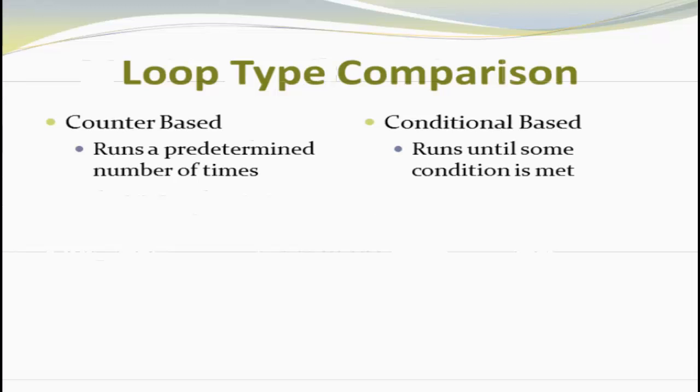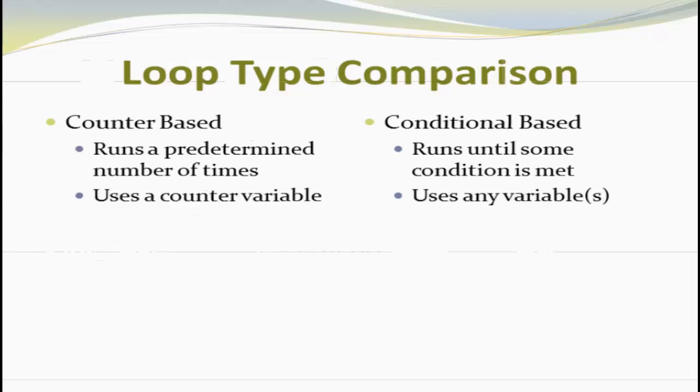However, the conditional-based loop is going to run until some condition occurs. Right? So we may not know how many times it's going to repeat. Okay? The counter-based loop uses what we would call a counter variable, right? Something that's going to count how many times the loop is repeated. For the conditional-based loop, you can pretty much use any variable as long as you can test its value.